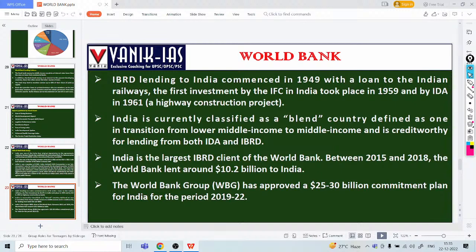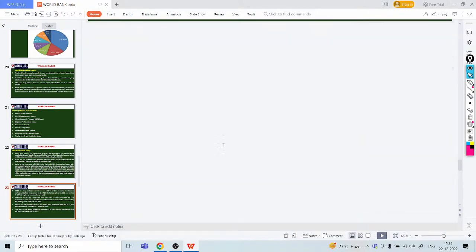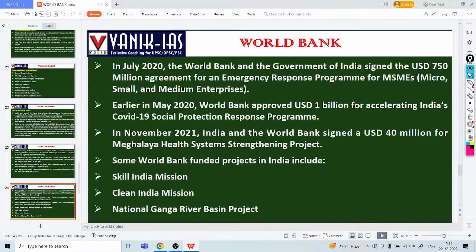India is the largest IBRD client of the World Bank. Between 2015 and 2018, the World Bank lent around 10.2 billion to India. The World Bank Group has approved a 25 to 30 billion commitment plan for India for the period 2019 to 2020. It means India is a major borrower from the World Bank Group, and India is not a defaulter. India has big credibility, and that is why India is always favored by the World Bank.